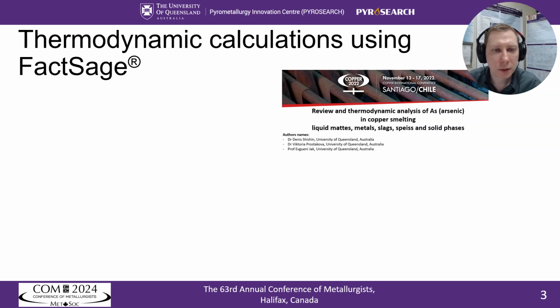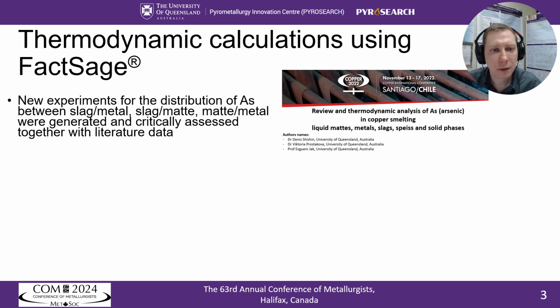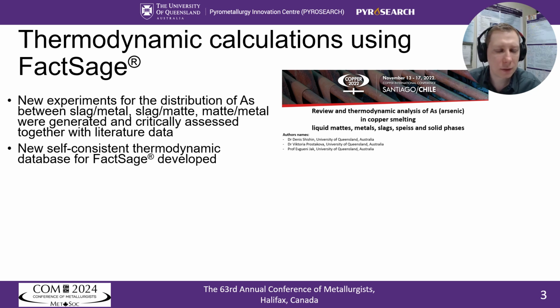In the Copper 2022 conference in Chile, we provided the review of experimental information for the distribution of arsenic between slag and metal, and matte and metal phases. These data have been assessed together with literature for other types of distribution data and thermodynamic properties. Together, these were used to develop a self-consistent thermodynamic database for FactSage software. The current database covers 20 elements.